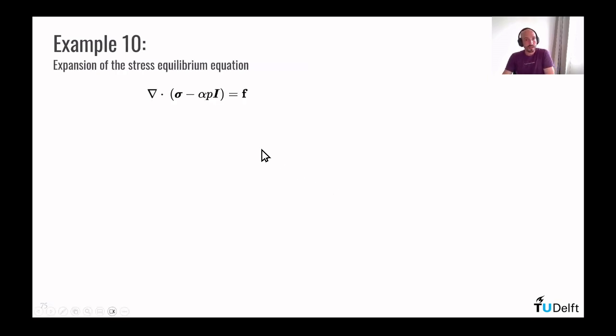Lastly, let's analyze this equation. That was one of the motivations that we had before. How can we represent this equation, or how can we expand this equation with the help of Einstein notation? To do this, let's represent both sides of this equation using Einstein notation. So to the left, we have the divergence operator, subindex i, and then we have the stress tensor, jk. Then the other term, I use different indices.